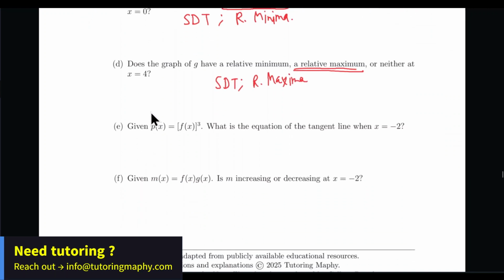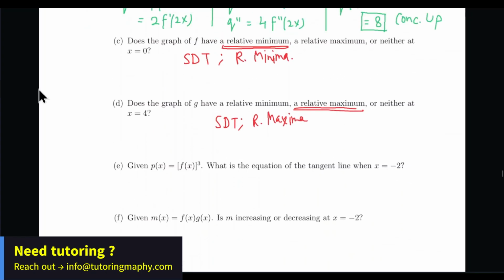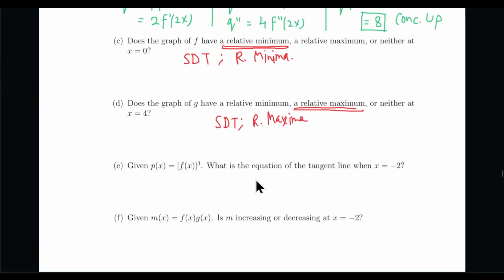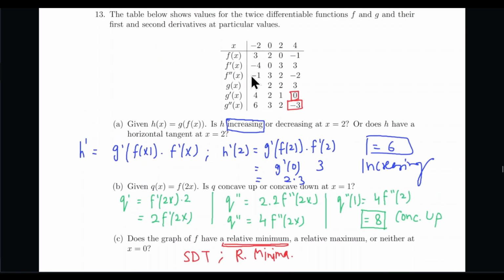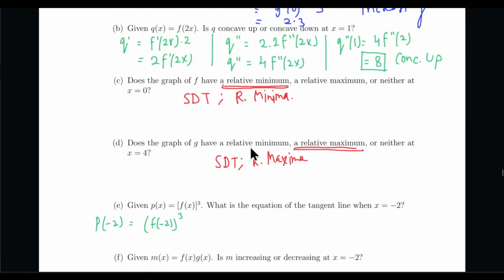Find the equation of the tangent line when x is negative 2. So first off, I need to figure out the y coordinate. So p of negative 2 will be f of negative 2, cubed. What is f of negative 2, guys? F of negative 2, there you go, 3. So 3 cubed is 27. So the point that I have is negative 2 comma 27.